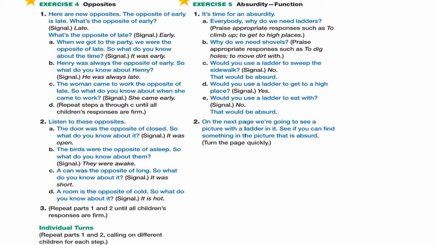Get ready. Yes. Would you use a ladder to eat with? Get ready. No, that would be absurd. On the next page, we're going to see a picture with a ladder in it. See if you can find something in the picture that is absurd.